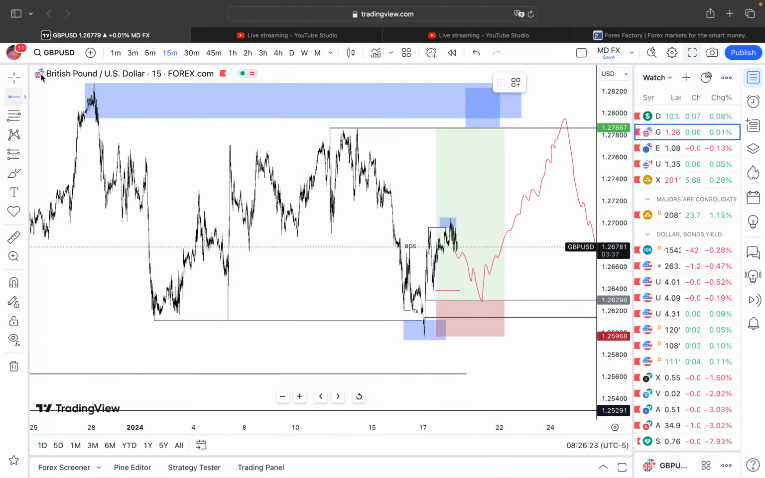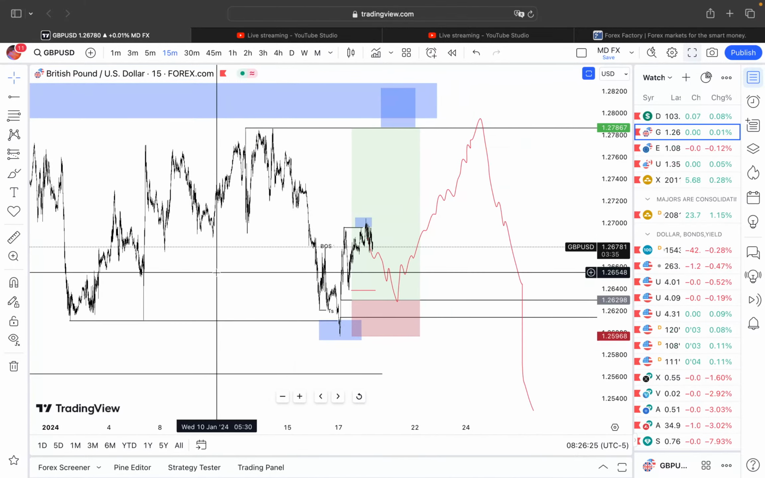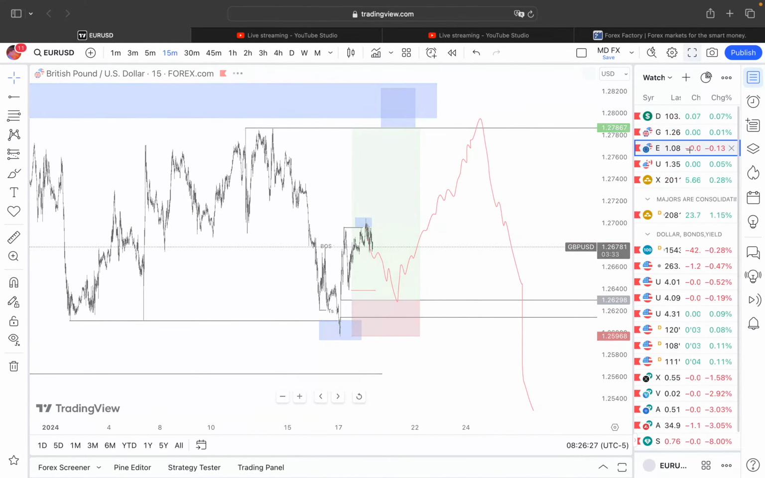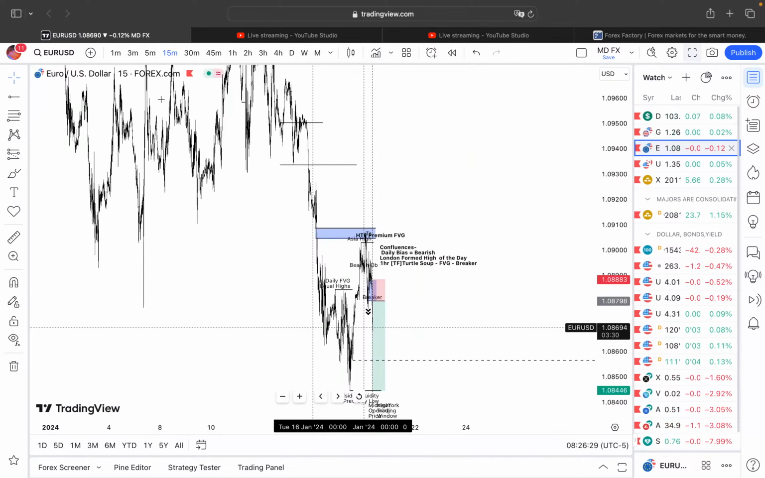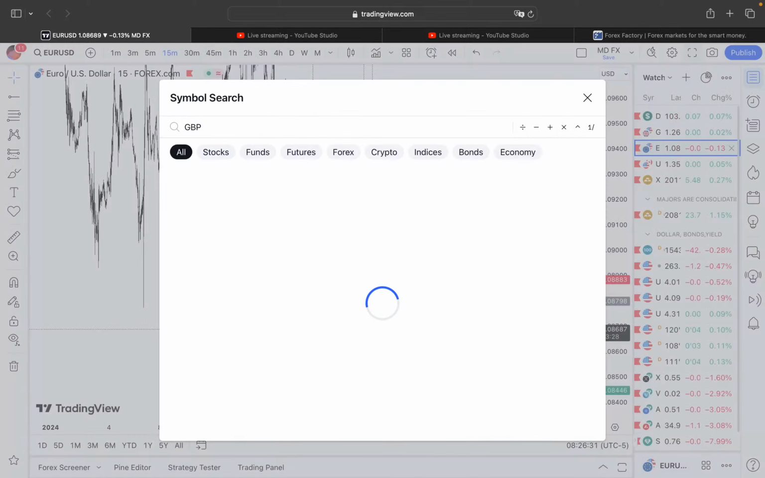I checked the GBP features yesterday, and I understand why forex has been consolidating. It has been consolidating like that for a few years now. So let me show you guys GBP features.